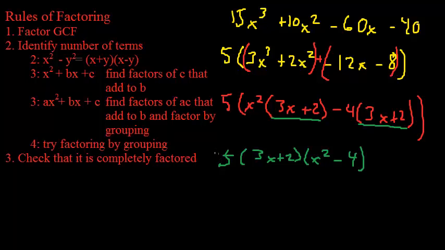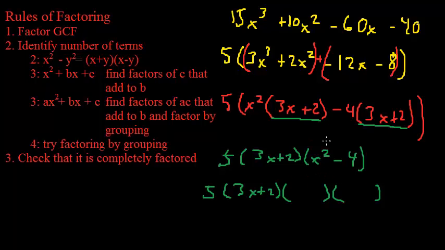My 5 cannot be factored, it's just a term. 3x plus 2 cannot be factored. And x squared minus 4, well that looks familiar. It looks like a difference of squares. So I can factor that. I keep my 5 out front, my 3x plus 2, since neither of those can be factored, and factor that binomial, x squared minus 4.